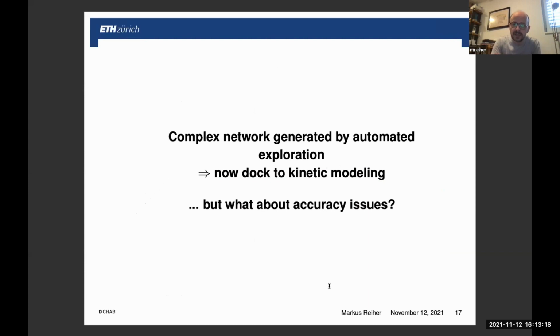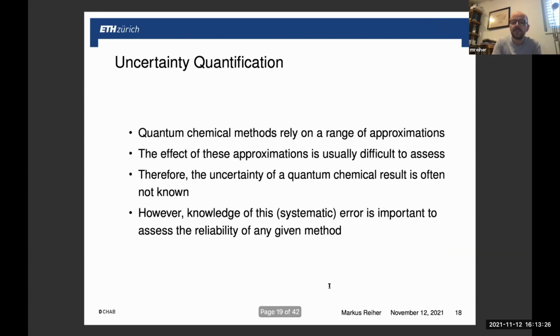But the problem is, okay, we do DFT calculations, and in the end, of course, we would like to do kinetic modeling. But what about accuracy, especially when you keep in mind that the energies enter exponential expressions in the kinetic modeling? So we need uncertainty quantification because we really need to know how good our data is. Otherwise, we might get the wrong interpretation of the mechanism.